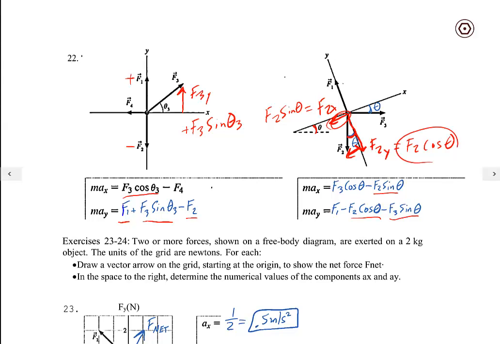Because this is pulling down, I made it negative. Because this is pulling left, I made it negative. And then our F1, of course, is right along the y-axis. And so F1 is here. And that gives us all of the y forces.